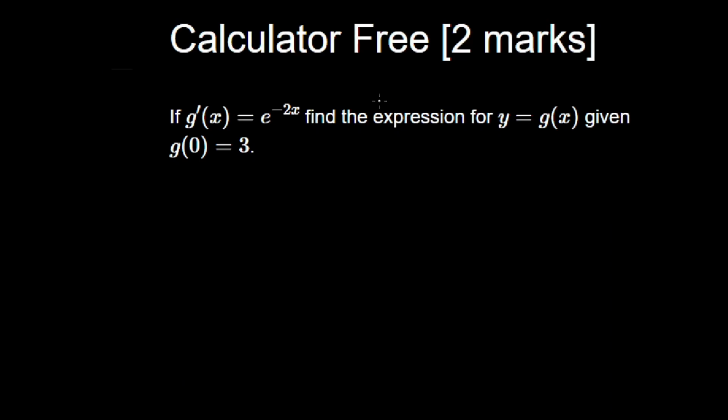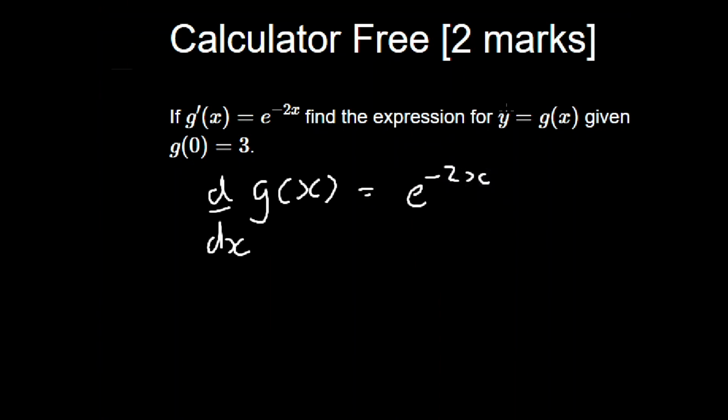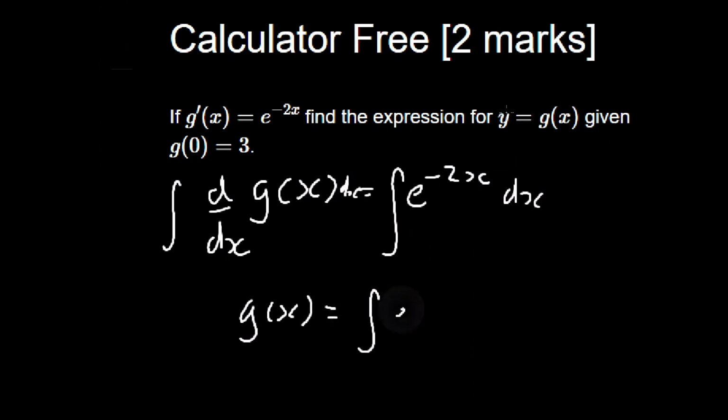This question says that we've got g prime, the differentiated version, and that's equal to e to the minus 2x. Then it's asking, what is the original version? So if we start off with g of x and we differentiate it, we get e to the minus 2x. If we integrate both sides, I integrate this with respect to dx and I integrate this with respect to dx, what I'm left with is that g of x is equal to the integral of e to the minus 2x dx.